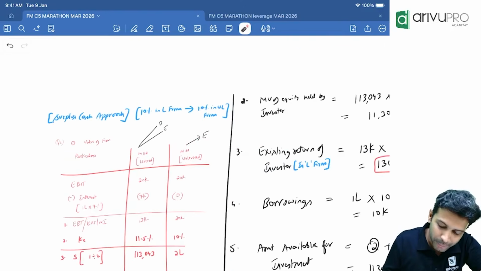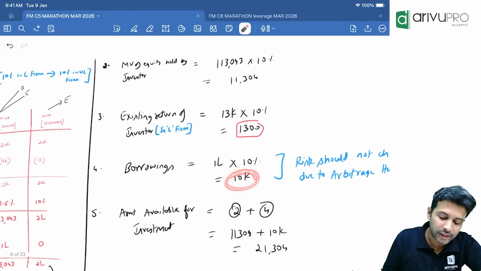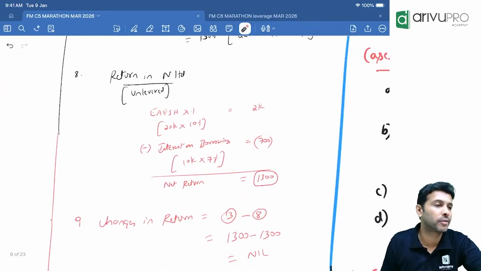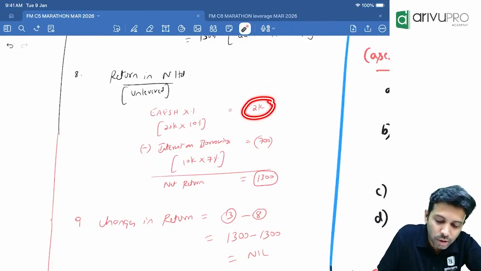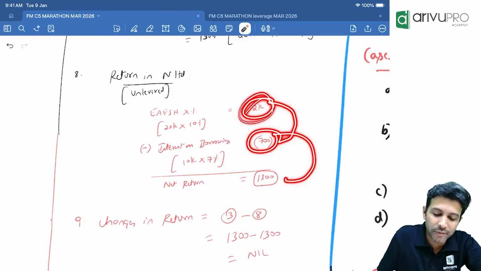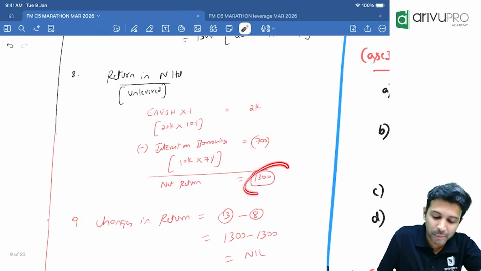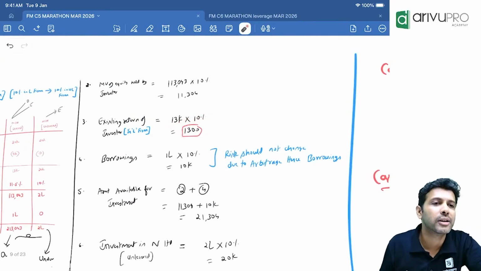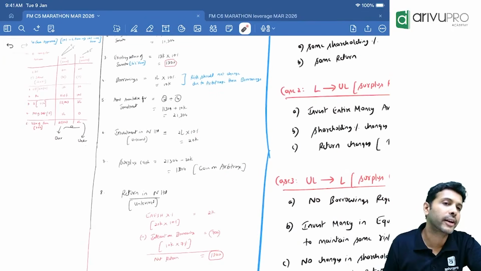7%. How much loan did the investor take? 10,000. How much interest does the investor have to pay? 7%, so 700. Return is 2,000, interest payment is 700. One is a benefit, another is a cost. So net benefit is 1,300. Earlier how much was it? The same. That means the arbitrage process is done and dusted.